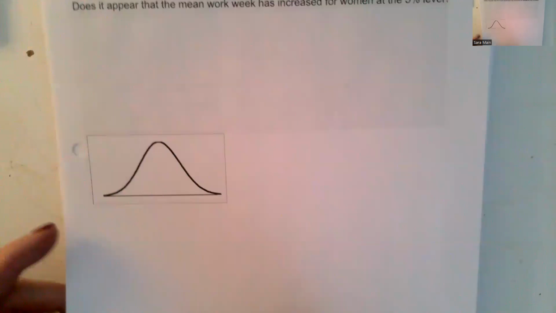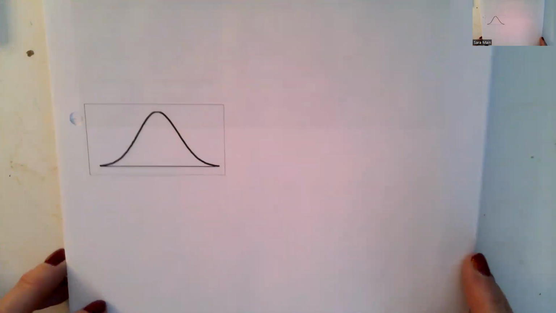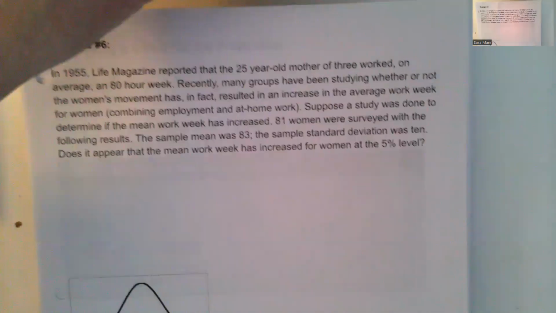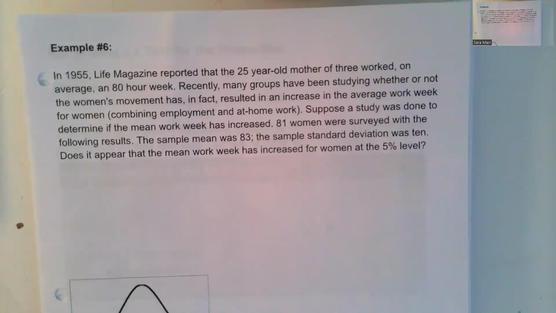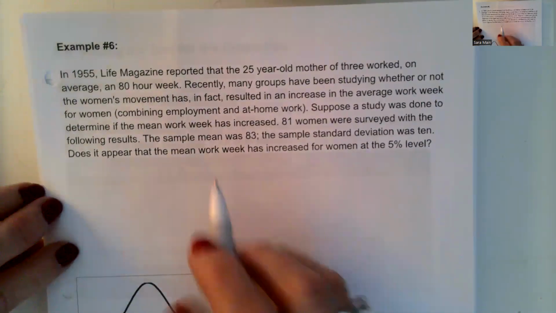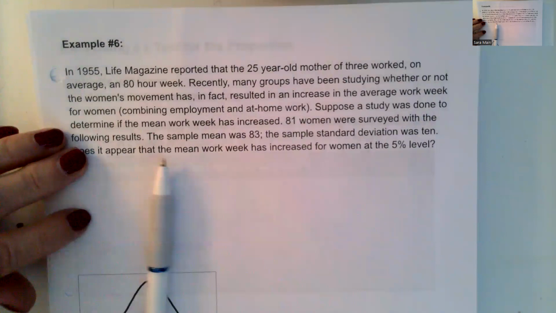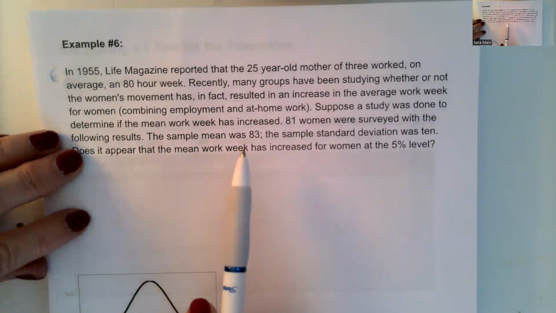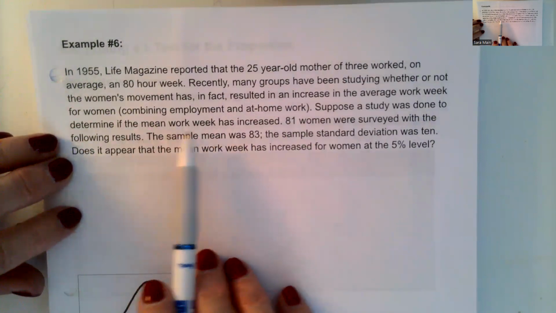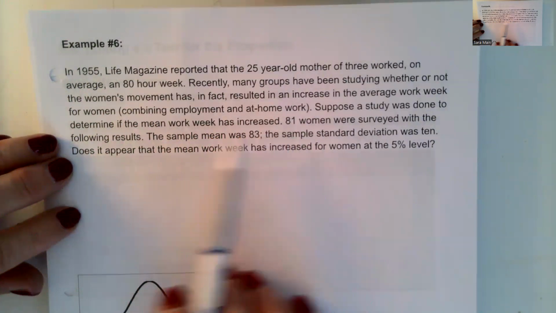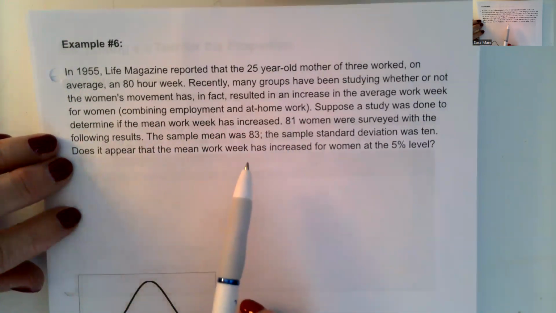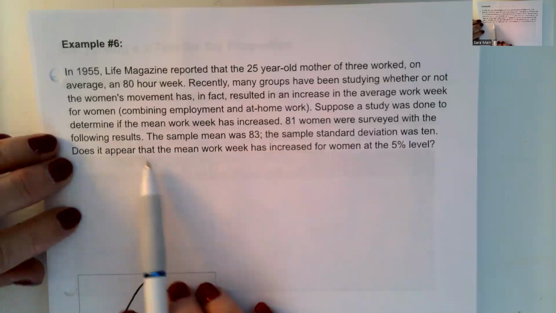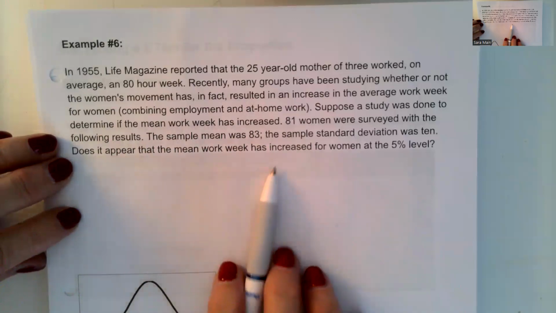So two more examples. Oh, actually, there's one more example for this 8.3 examples. It says in 1955, Life magazine reported that the 25-year-old mother of 3 worked, on average, an 80-hour week. Recently, many groups have been studying whether the women's movement has in fact resulted in an increase in the average work week for women, combining employment and at-home work. Suppose a study was done to determine if the mean work week has increased. 81 women were surveyed with the following results. The sample mean was 83. The sample standard deviation was 10. Does it appear that the mean work week has increased for women at the 5% level?